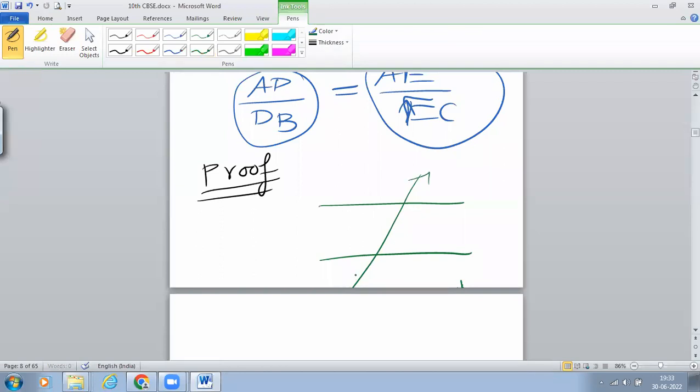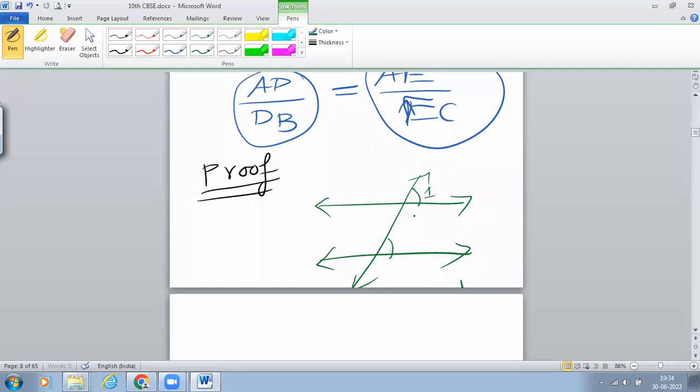This line is a transversal, and these two lines are parallel lines. Now this angle will be equal to this one. What is the reason? They are called corresponding angles. Do you remember that one? Corresponding angles are equal. Yes, sir. So these angles are equal.